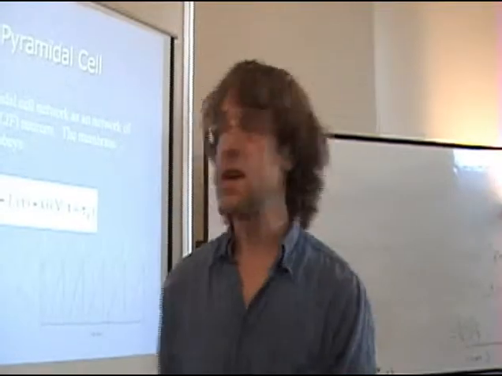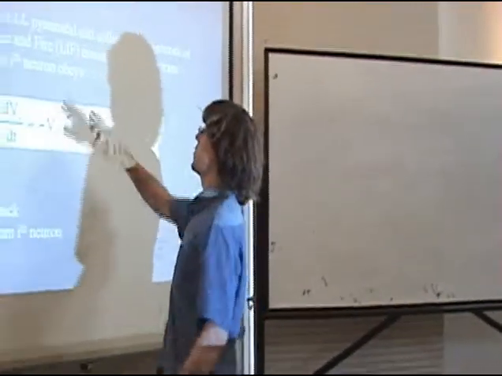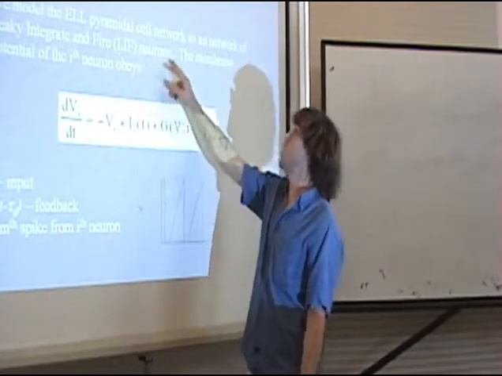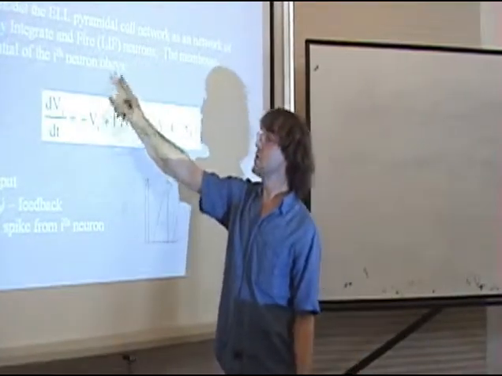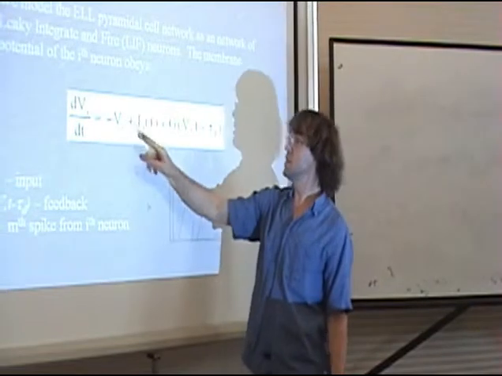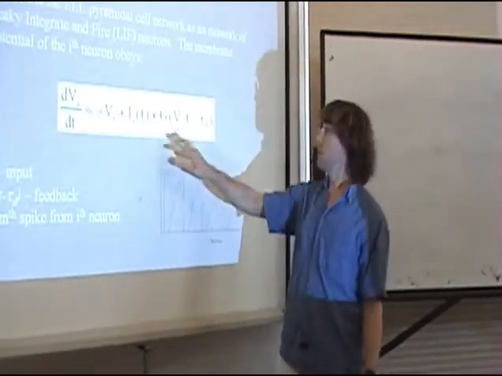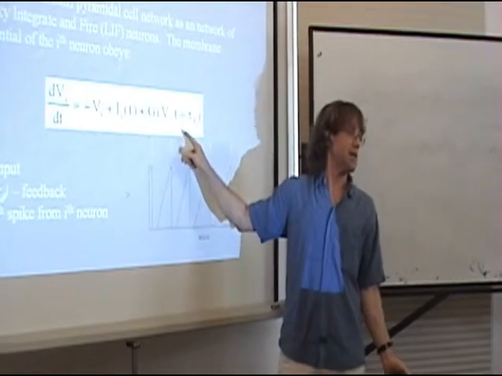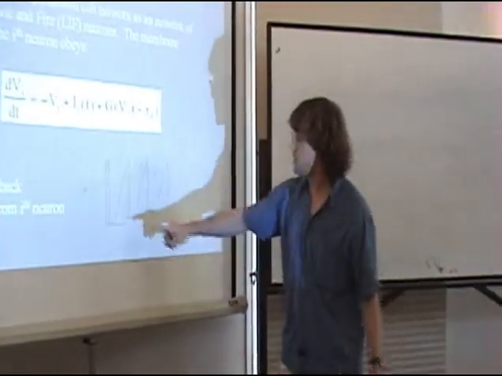Now, when you model this kind of thing, you say, okay, we model the ELL pyramidal cell network as a network of leaky integrate-and-fire neurons, and the membrane potential of the ith neuron looks like this: dV/dt is minus V plus the input plus some feedback. Okay, and for the feedback, we just put in some delay. Now here we have the population.